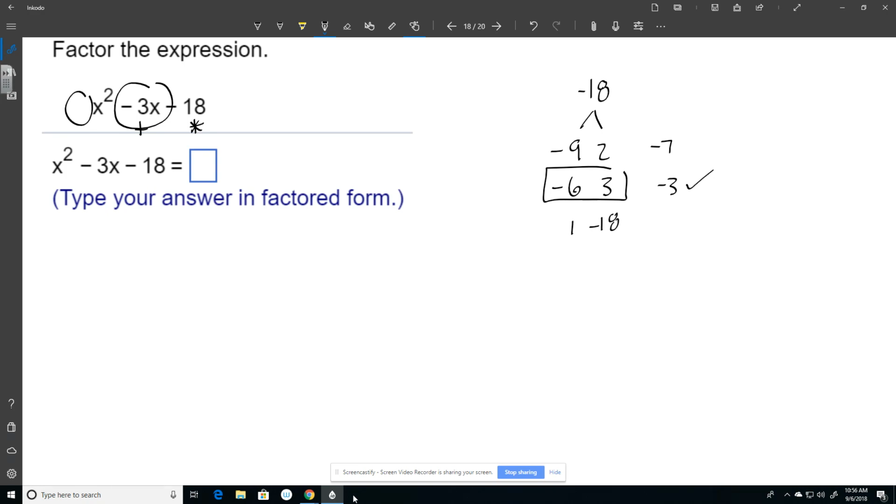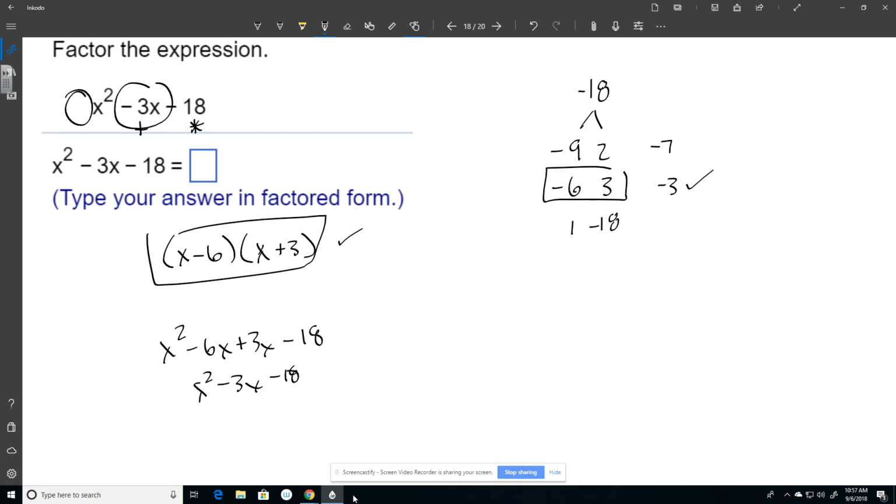And since there's nothing up here, I can just plug these right into my parentheses: x minus 6, x plus 3. And that's my final answer. That's factored form right there. If I want to double check, I can FOIL. X squared minus 6x plus 3x minus 18. These combine to negative 3x. And I get what I wanted: x squared minus 3x minus 18. So I know that this is the correct answer.